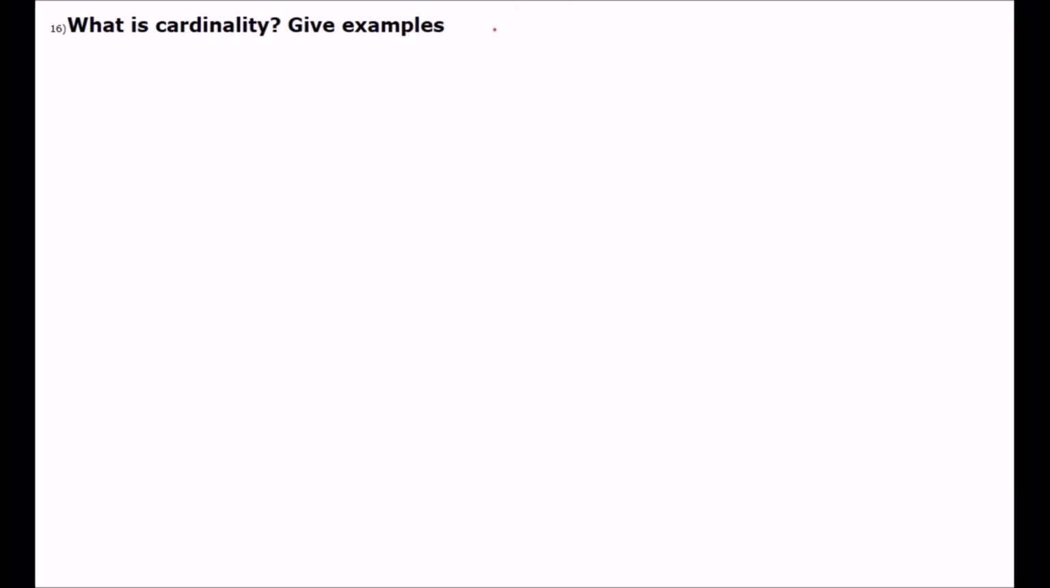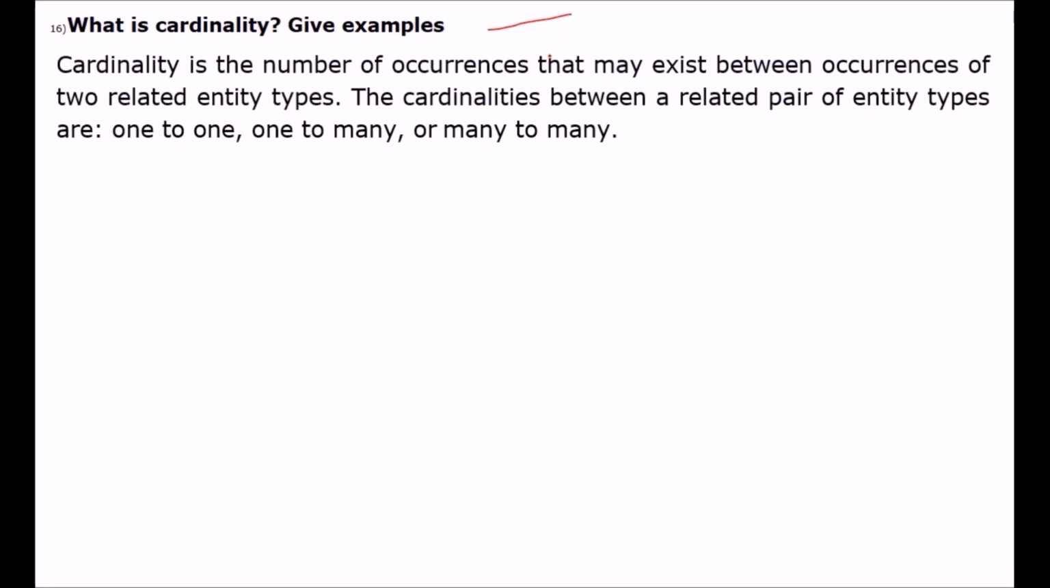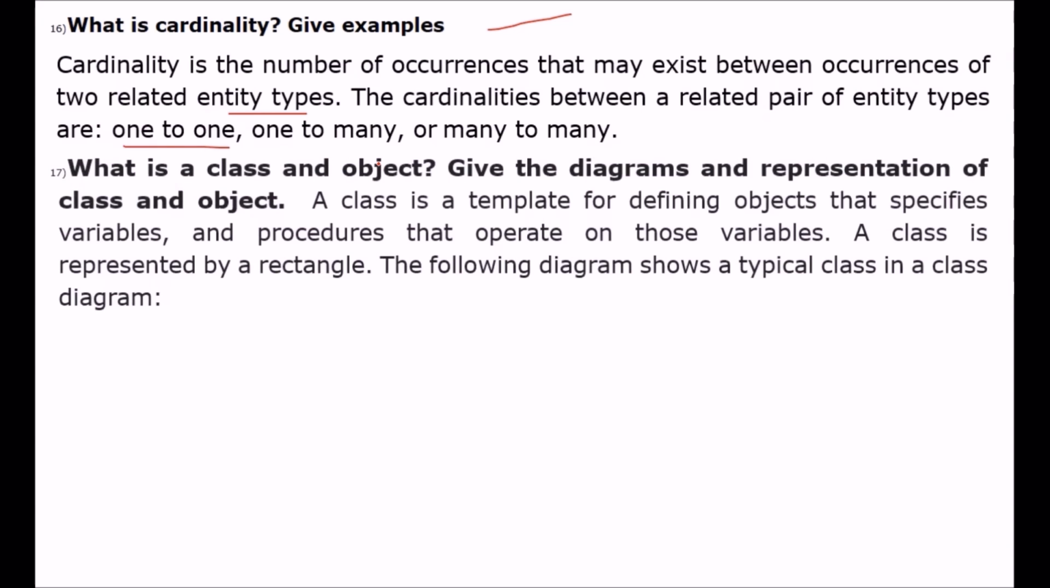What is cardinality? Give examples. I've shown you in this ER diagram when we were discussing that question. Cardinality is the number of occurrences that may exist between occurrences of two related entity types. The cardinalities between a related pair of entity types, as I suggested earlier, are 1 to 1, 1 to many, many to many.